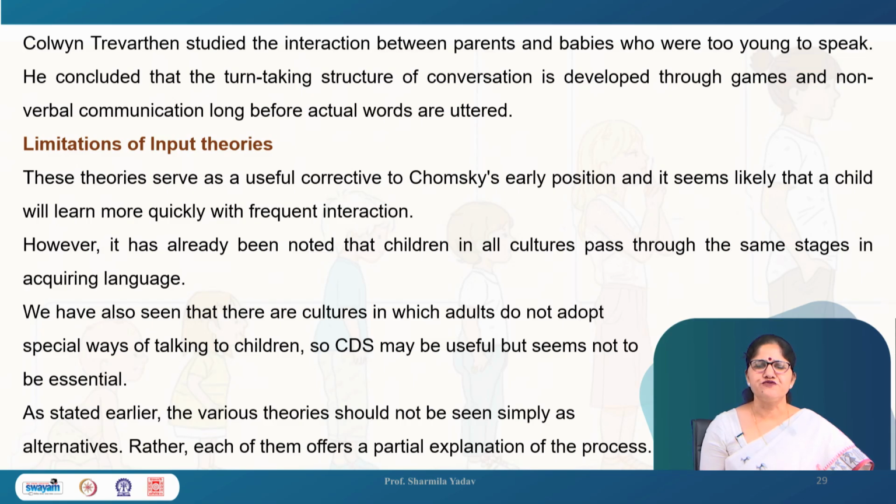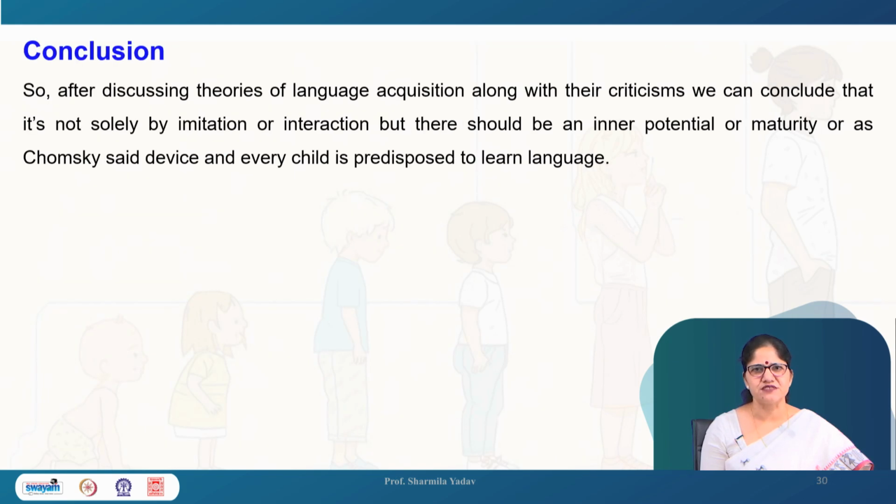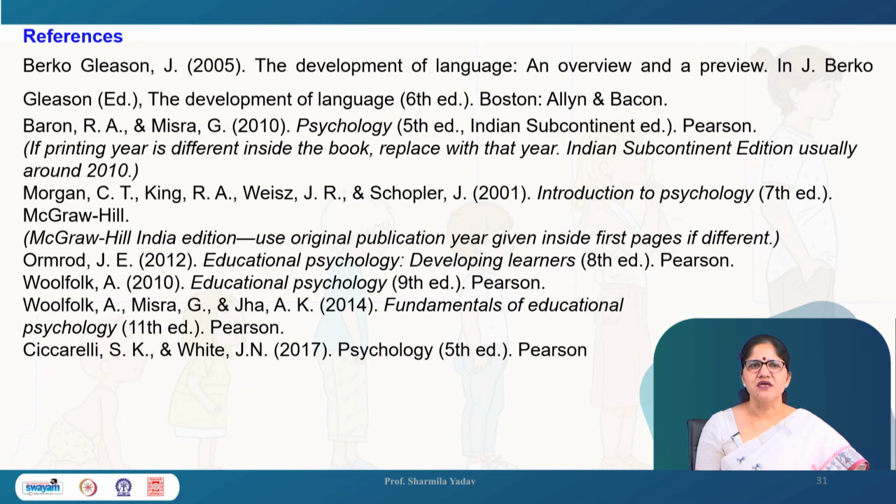As stated earlier, the various theories should not be seen simply as alternatives. Rather, each of them offers a partial explanation of the process. So we can conclude our discussion of these theories. After discussing these theories of language acquisition along with their criticisms, we can conclude that it's not solely by imitation or interaction or the inner mechanism, but there should be an inner potential or maturity, or as Chomsky said, a device, and every child is predisposed to learn language, and when he or she gets the environment, obviously he will learn the language.